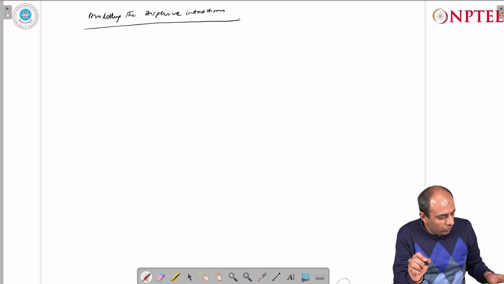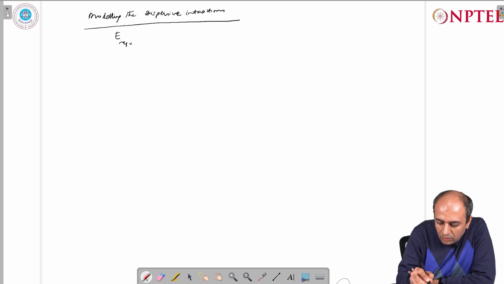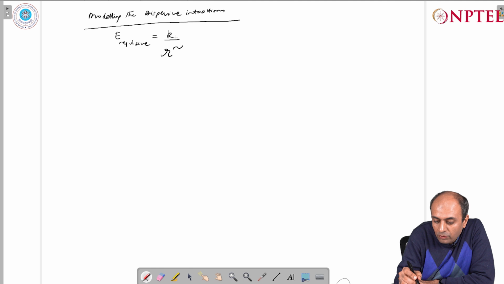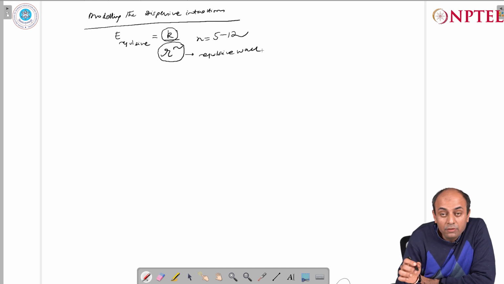Now what was essentially proposed here is that to start with, the repulsive component was written as E equal to a proportionality constant k and r to the power n, where the value of n can vary from 5 to 12. This can be attributed to the repulsive wall. This is also referred to as the repulsive wall.